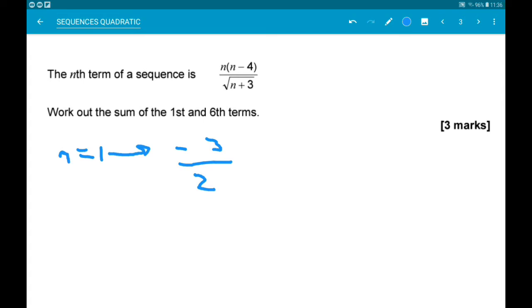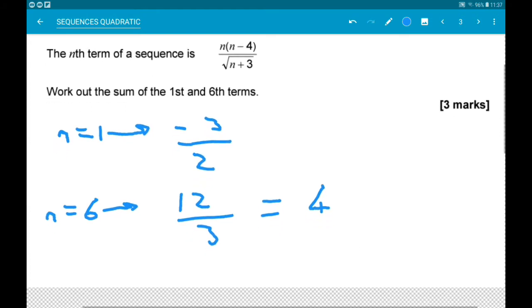When n is 6, we are going to get 6 times (6 minus 4). So that's 6 times 2, which is 12, over the square root of 9, so that's 3. So that gives us 4.